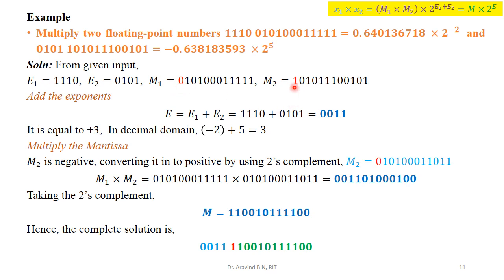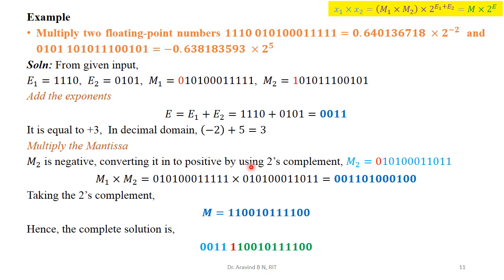As per the rule, we are going to add the two exponents and multiply the mantissa part. So we are performing the addition of the exponents over here: e is equal to e1 plus e2. After addition, this is what we have got, which is equivalent to 3. Now multiply the mantissa part. So m1 is there, m2 is there.